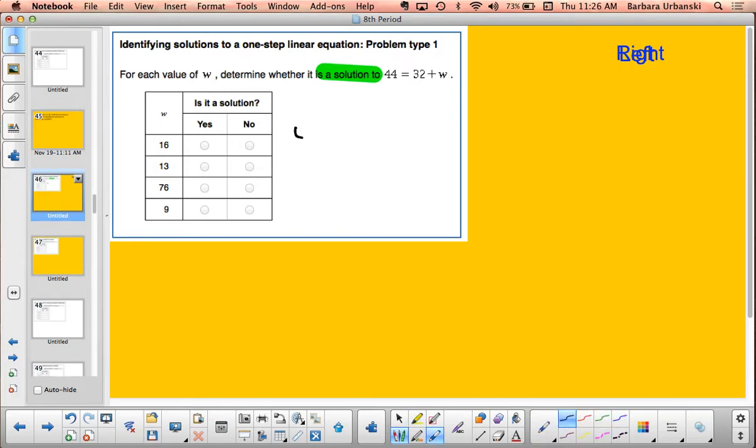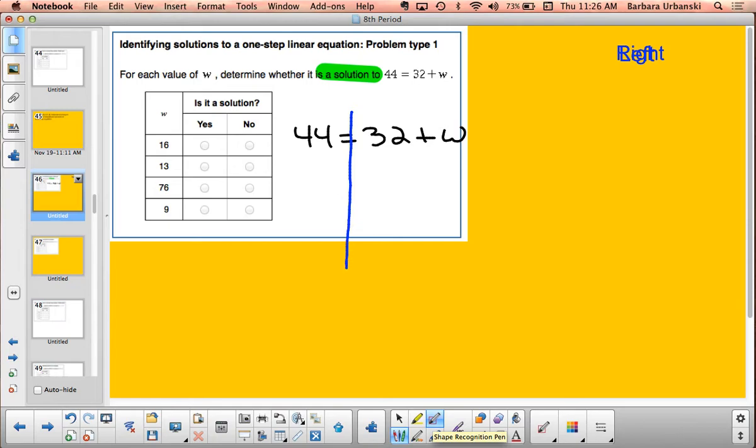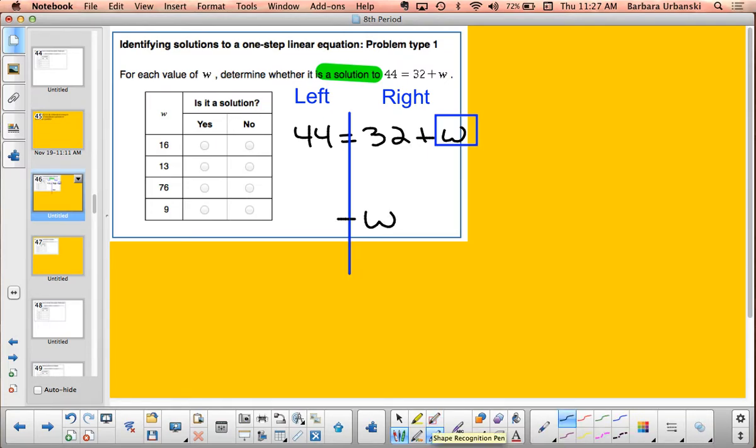And right now they have 44 equals 32 plus W. Now, because we're going to start solving one and two-step equations, I want the students to understand that there are two sides to an equation. We've got a left side and we have a right side. And we do this so that we know that whatever we do to one side, we're going to do to the other. We have two terms on the right side, 32 and a W. Obviously, we're trying to get rid of the 32 because at the end of the day, we want the W all by itself. We want W to equal something.